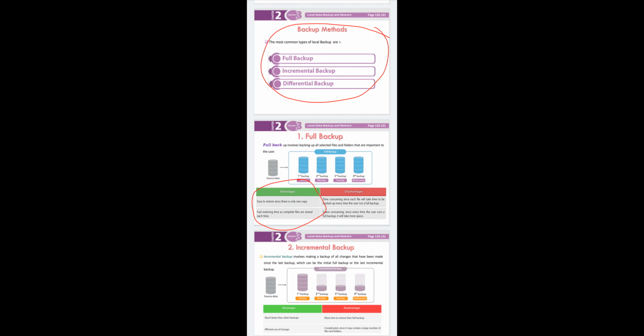You just have to do a full backup. Everything will be backed up, everything the same, no problem. Then the next one, fast restoring time as complete files are restored each time. So you can get back the files quickly because they are all there. You have not selected any special files.